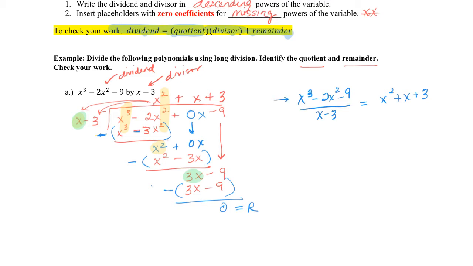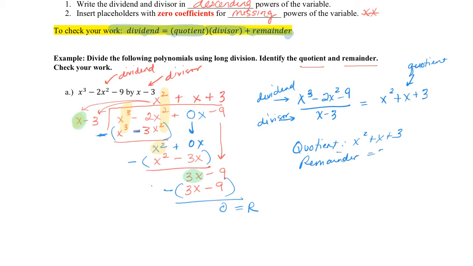Okay, so again, just as a reminder, this is my dividend, this is my divisor, and this is my quotient. If I had a remainder, it would be plus the remainder on the end, okay? And then it's asked me to identify the quotient and the remainder, so we can go ahead and write these out separately. The quotient was x squared plus x plus 3, and the remainder is 0.